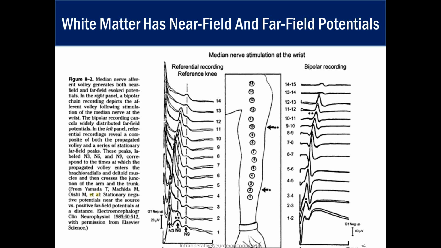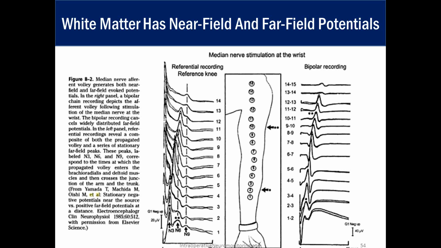But you can also look, since this is a referential recording, we are also getting this N6 and N9. Those N6 and N9 most likely represent activity that happened further up in the arm, that was able to be recorded because of this large interelectrode distance.